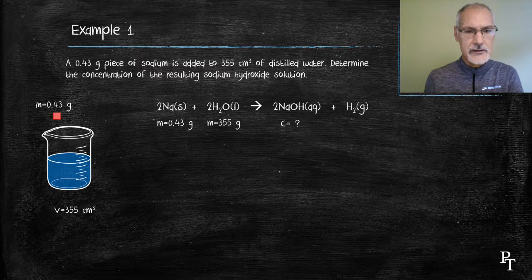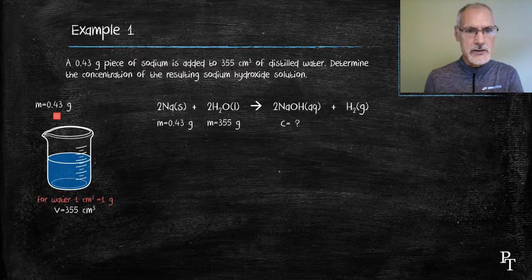I know the mass of sodium, and I also know the mass of water. Now, let's take a look at how you know the mass of water. We have the volume of water, 355 cubic centimeters, but water is unique in that its density is 1. That means 1 cubic centimeter equals 1 gram. Now this only holds true for water. So if I have 355 cubic centimeters, I also have 355 grams of water.